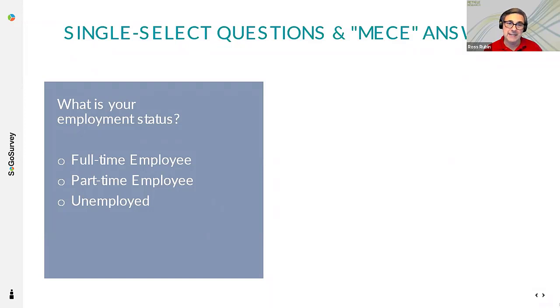And then the CE part of it stands for collectively exhaustive. So that means if I'm answering a single select question, I want to make sure that the choices that I provide cover the complete range of options or possibilities that exist. So how good a job have I done of that here in this question? Not a great job. Maybe this would have worked pretty well 50, 60 years ago, but there are many more.